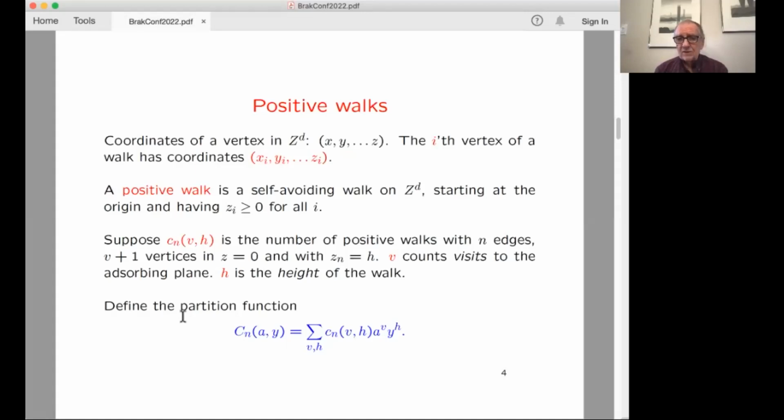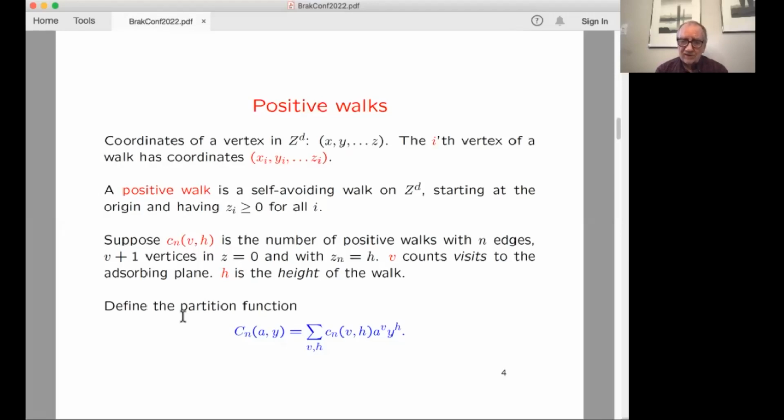Now we're going to count. So suppose that Cn(v,h) is the number of positive walks with n edges, with v plus 1 vertices in this hyperplane z equals 0. So that's going to measure the extent to which it's adsorbed. The plus 1 is there because the 0th vertex is always in the surface. And with z_n, the z coordinate of the last vertex, equal to h. I'm going to call that the height of the walk. These v's are counting what are often called visits. So we've got this quantity Cn(v,h), which is a count.